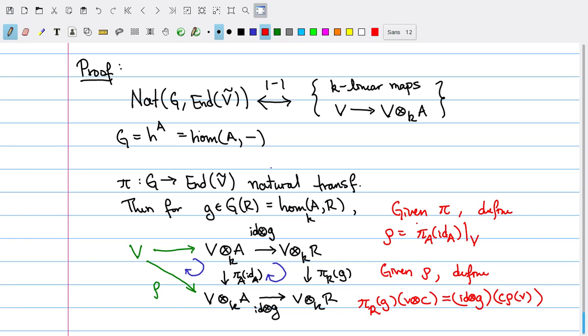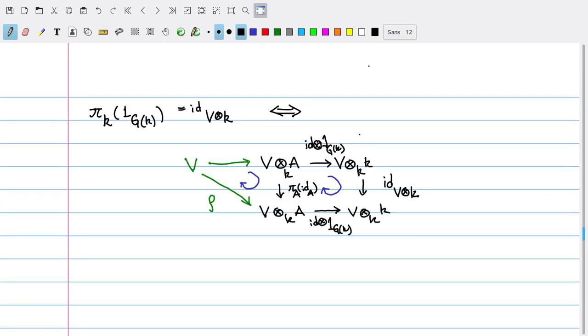What's left is to show that pi is a representation of G if and only if rho defines a comodule structure on V. To start out, the condition that pi sub k of the identity element of G of k, which I'm denoting here as 1 sub G of k, be equal to the identity on V tensor k, which is just V, is equivalent to saying that the following diagram commutes.